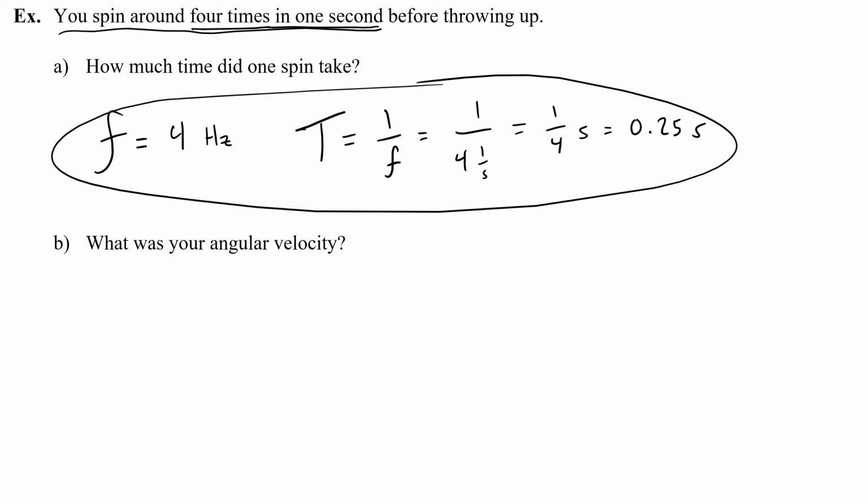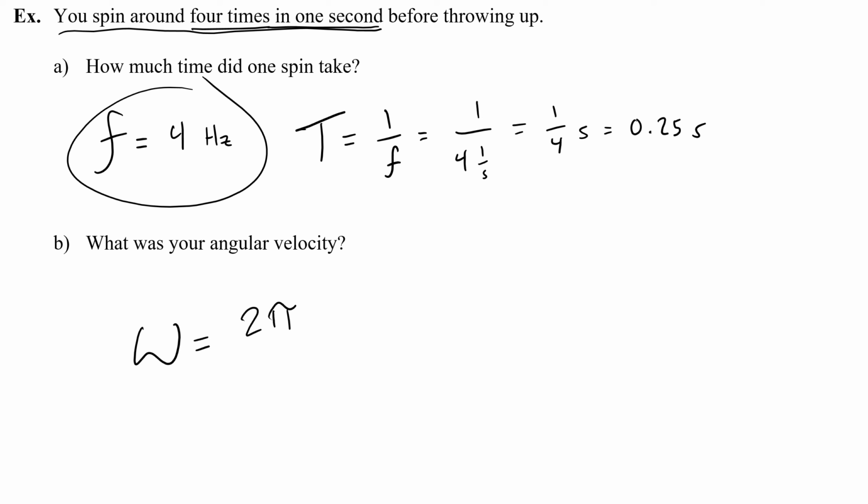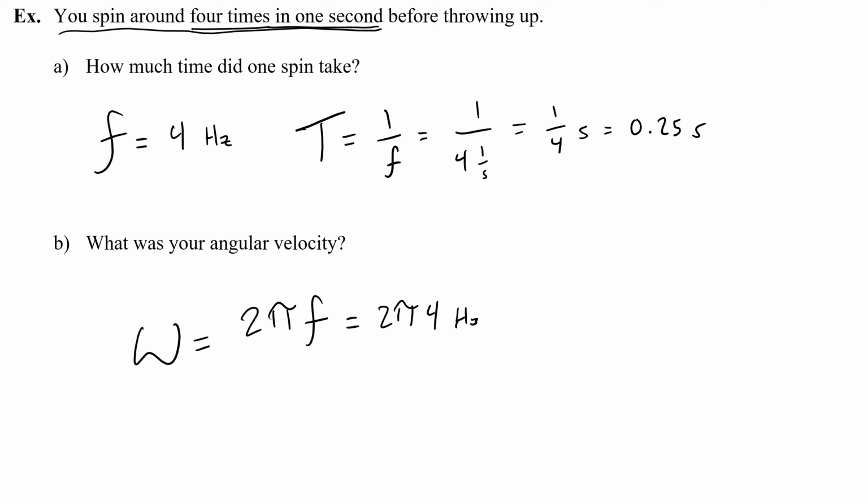Okay, so what was your angular velocity? Well, now we can pick either the frequency or the period to give us this number. All we have to do is take 2 pi and either multiply it by the frequency or divide by the period. I'm going to multiply by the frequency because that one looks a lot easier to do. So 2 pi times the frequency is going to be 2 pi times 4, which will give me 8 pi.